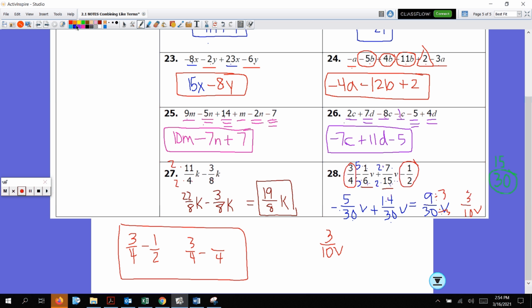remember, what did we multiply 2 by to get 4? 2. What we do to the bottom, we do to the top. So we multiply the top by 2. 1 times 2 gives us 2. Now I have 3 over 4 minus 2 over 4, and that gives us 1 over 4. And it's positive, so we put a plus sign there, plus 1 over 4. And I'm totally fine with that.